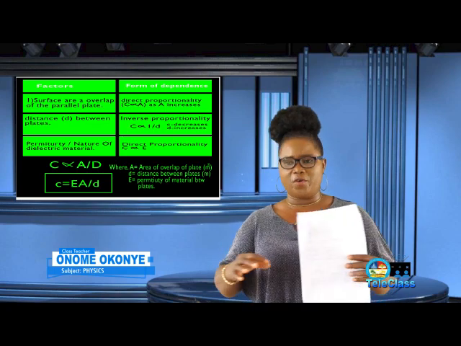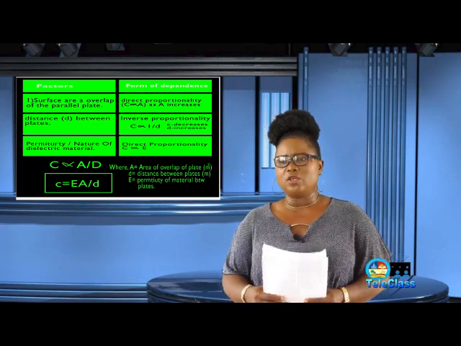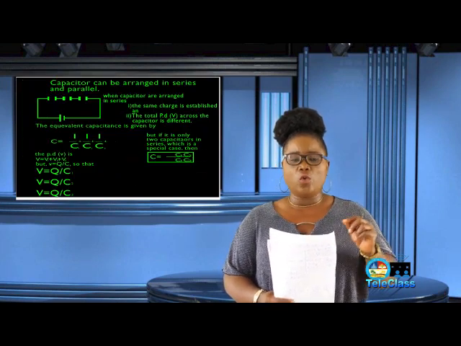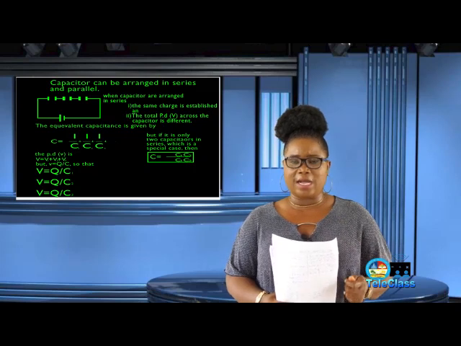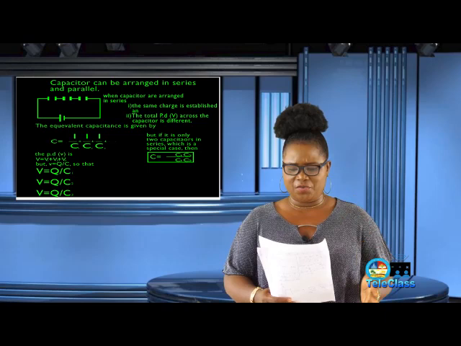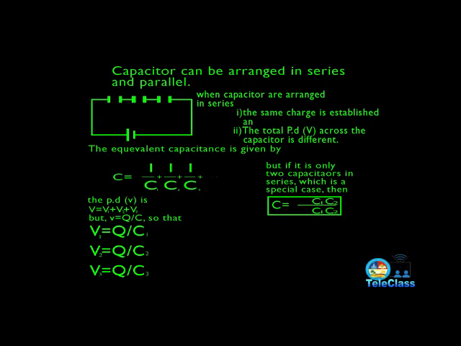It could be two or three capacitors or even more arranged in series. Now, when capacitors are arranged in series, take note of this because it's very important, because when you want to apply it in solving calculations, you need to know all of this. When capacitors are arranged in series, the same charge is established. Remember, we said a capacitor is a device for storing charges. So when they are arranged in series, the same charge is established, but the potential difference across each of the capacitors is different.